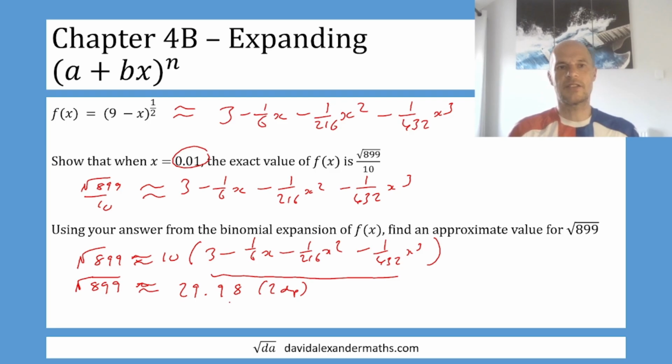Now let's see if we're right. On my calculator, I'm going to type in root 899 and square root it, and hopefully I get a value that's pretty close to 29.98, and I get 29.9833287. Perfect. So it's always good when you know you can check it on a calculator just for comfort, so that you know you got the question right, and in this case we definitely have.